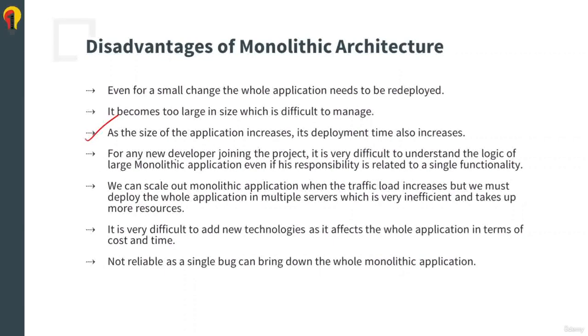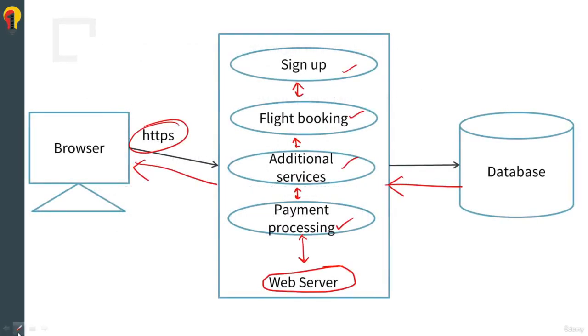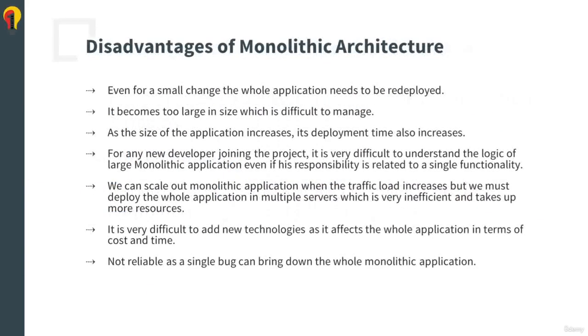Suppose there is a new developer joining and he is responsible for the additional services page. But he has to understand the whole source code or UI of the web server to work on one page. There's this myth that we cannot scale horizontally in monolithic architecture, but we can scale out horizontally when the traffic load increases. So I can add more databases or add a load balancer to manage traffic. This process is very inefficient and takes up more resources, so horizontal scaling is not preferred in monolithic architecture.